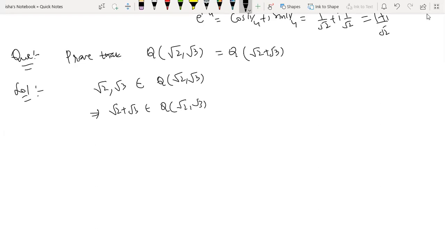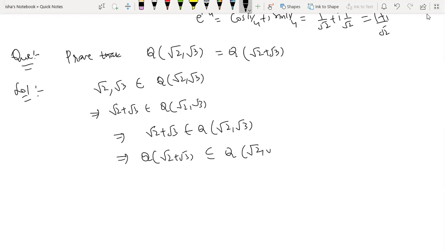Agree with this, everybody? If two different elements are there, their sum is also present there, right? So it implies the root 2 plus root 3 can be generated from this. It implies Q(root 2, root 3) is contained in Q(root 2 plus root 3) because all the combinations of root 2 plus root 3, as a single element, can be generated from individual elements root 2 and root 3. So this is happening, right?